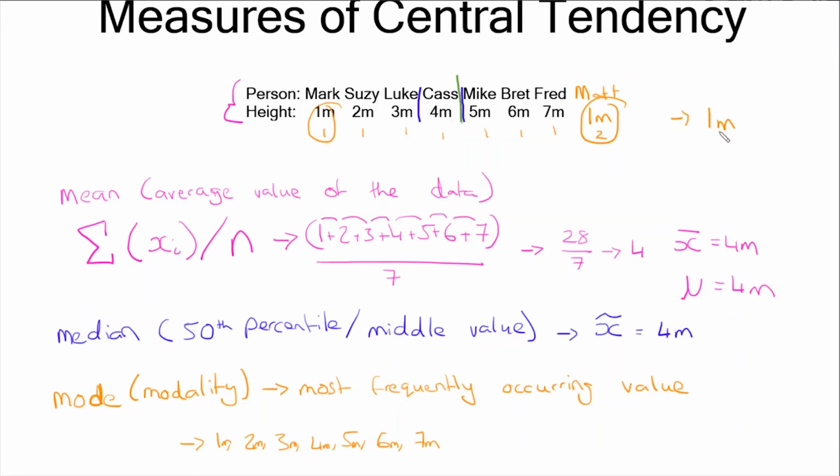Now, let's try one more quick example. Let's say, what's another four-letter name? Nick. And we'll say that Nick is equal to 2 meters. Well, this is the second time we've seen 2 meters. I hope you can guess what the answer is going to be. Well, our mode is going to be 1 meter and 2 meters.